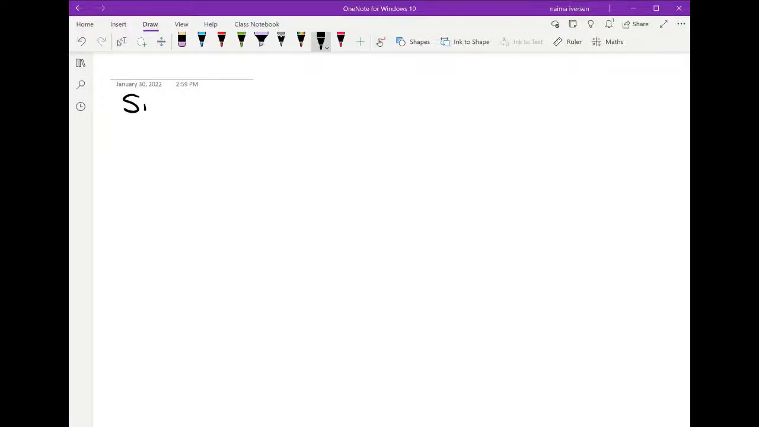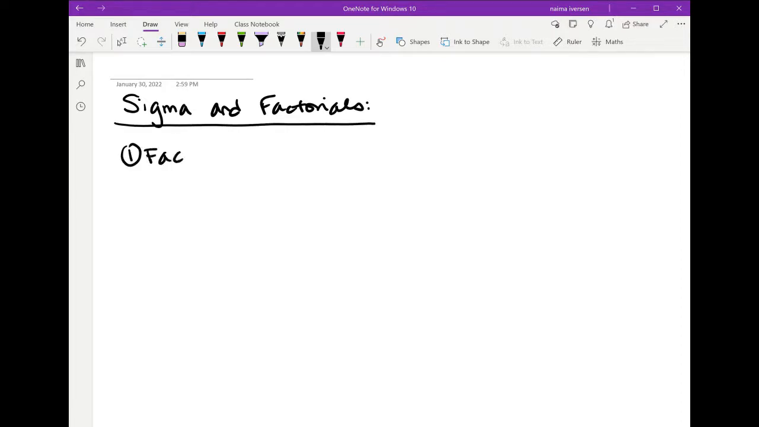Sigma and factorials. So we are going to take a look at these two things, which are condensed notation. The first one we're going to take a look at is factorials.